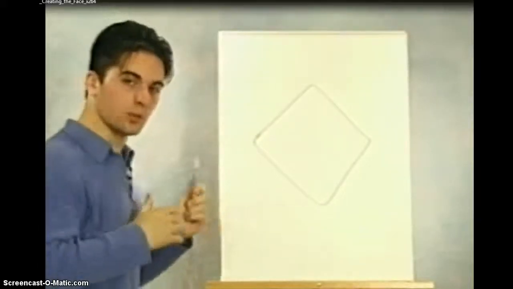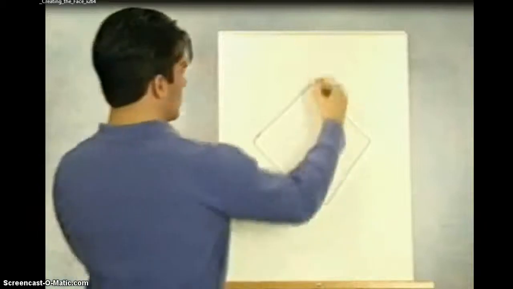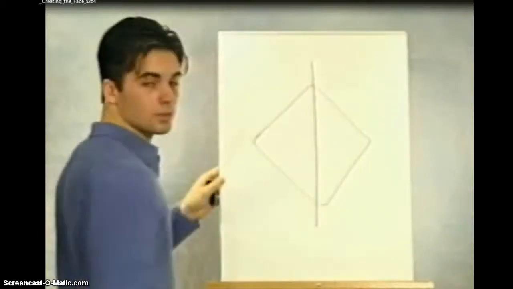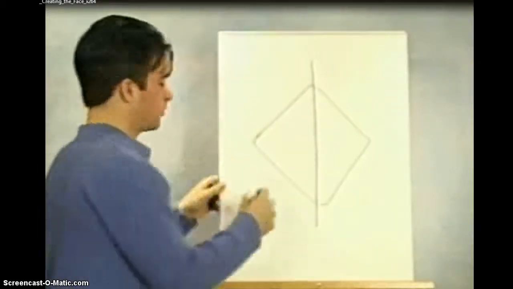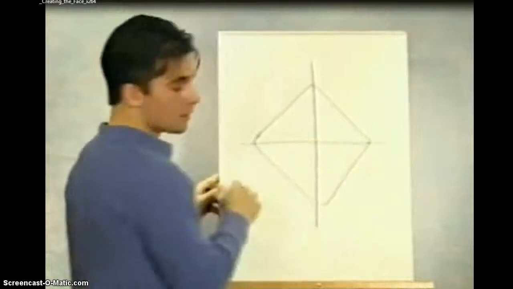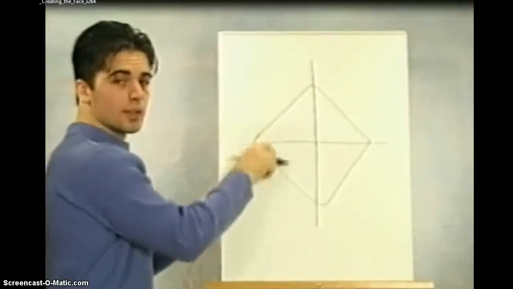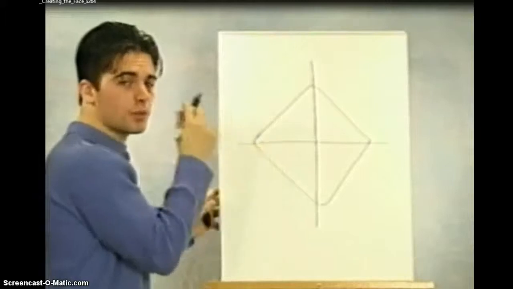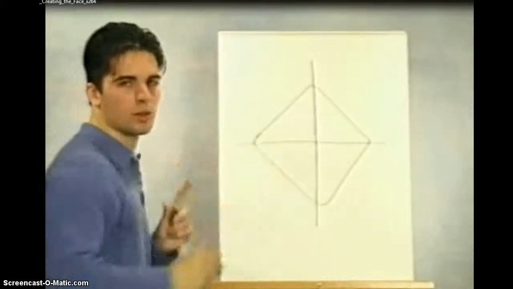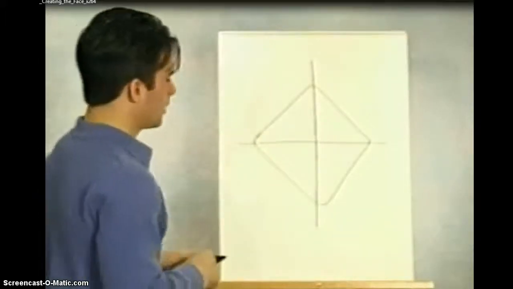Now, just like you did the first character, you want to throw your guidelines in there. So you want one down the middle, like that. Then you want one across. Now this line going across, this can vary. You can have it higher, or lower, depending on where you want your eyes and all your features placed. I'm just going to leave it in the middle for now. Keep it simple.